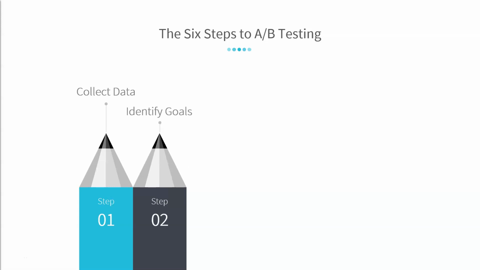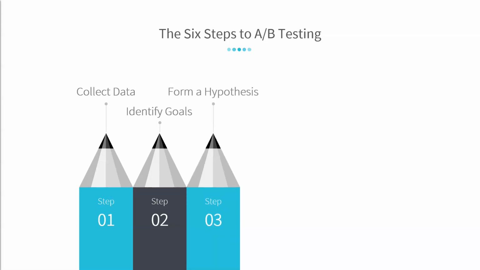Next, identify goals. So this is what I was talking about before. Are you driving a conversion event? Are you trying to get a user to give you an email? Are you trying to get them to log in? Whatever that goal is, it needs to be identified and be looked at in connection to the data that you've collected. 3, you want to form a hypothesis. So here's where we're taking what we learned before and we're saying, we think if we design our software in such a way, we'll elicit such a response, right?